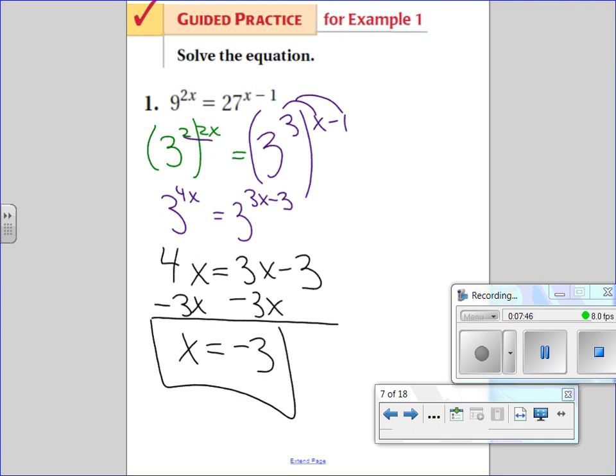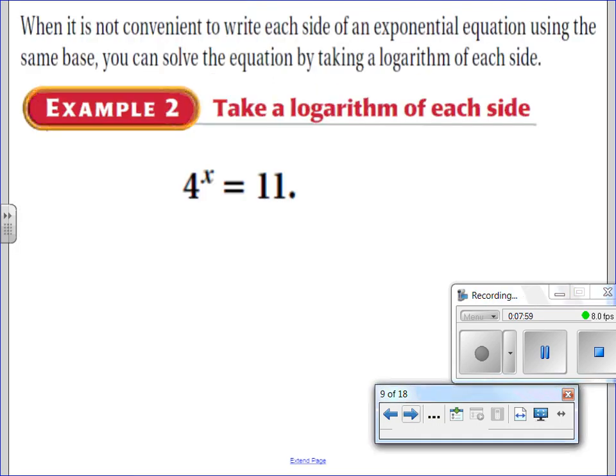So that's the last one like that, where we're getting our bases matching. We're going to go with a whole new strategy on the next one. This next strategy, it says when it is not convenient to write each side using the same base, you can solve by taking a logarithm on each side. So no matter how hard we try, I don't think we can get 11 written as a base. We can't make it like 2 squared or 4 to the squared or anything, so we can't make these match.